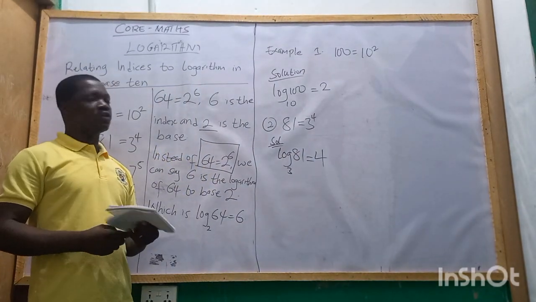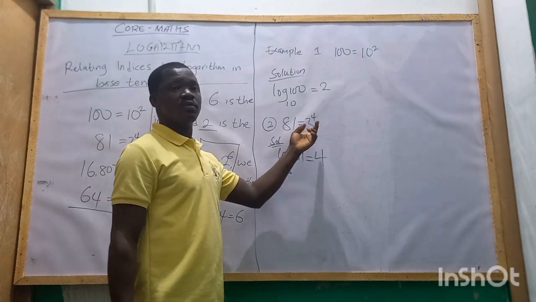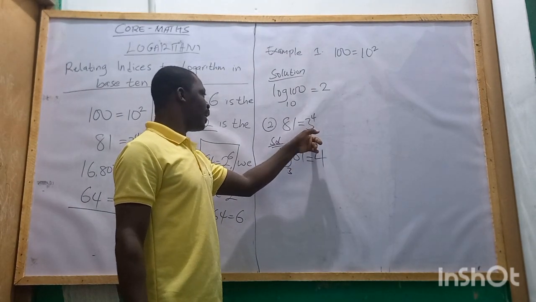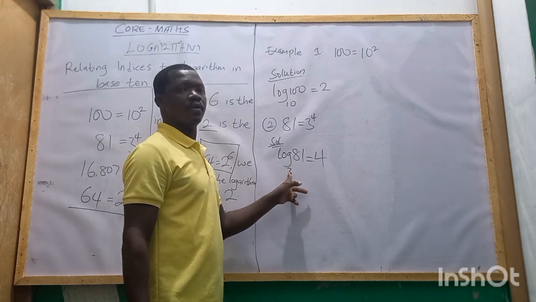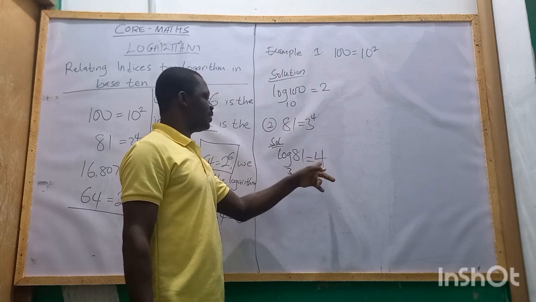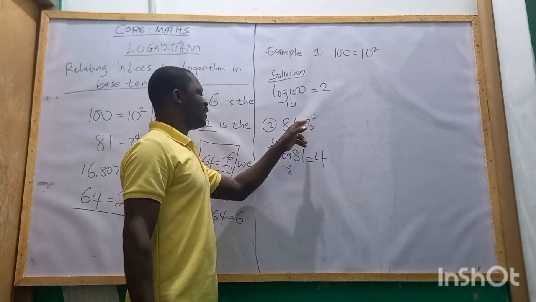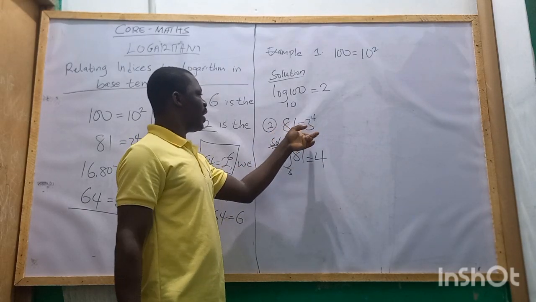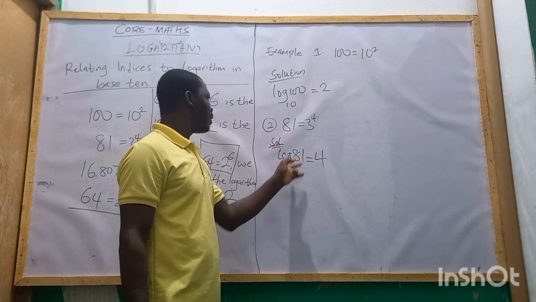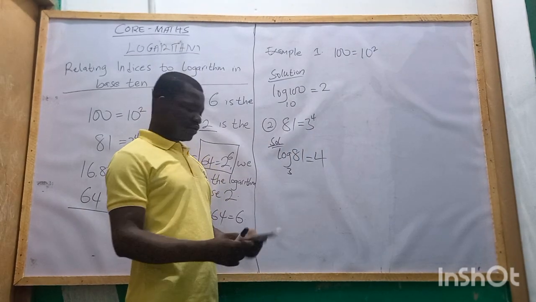Very simple. So in other words, if you are moving from indices to logarithm, the base, which is big here, will now become small. Then the exponent, which is small here, you write it big. Another way: when you are writing indices, you write the base to be big, then the exponent to be small. But in logarithm, the base will be small, then the exponent will be what? Will be big. Right?